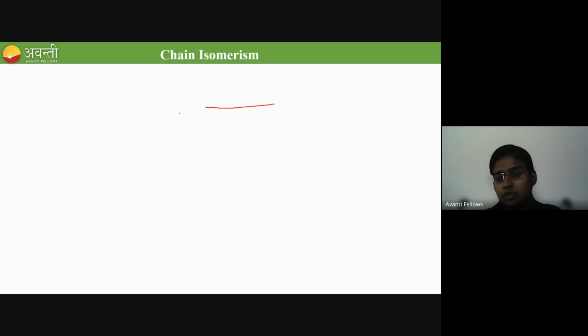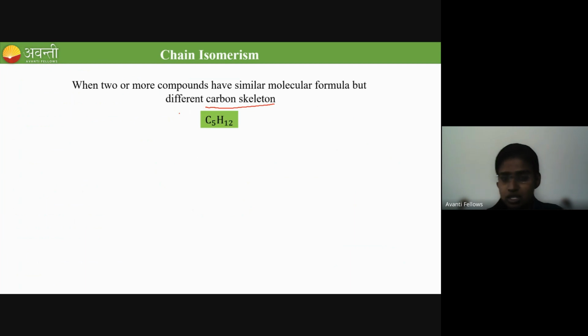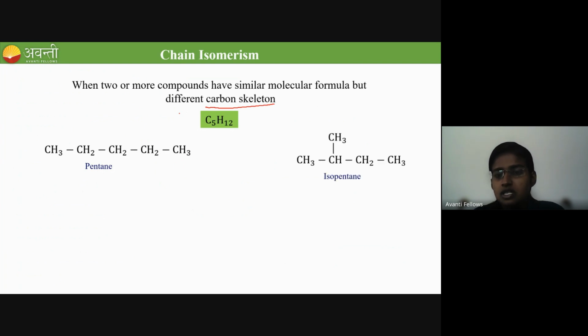For example, if we take C5H12, what is the name of C5H12, which is an alkane? If all the carbon atoms are arranged in a straight chain manner, what could be the correct name for this compound? It is pentane. So here we have 5 carbons and 12 hydrogens. And the other one is isopentane.